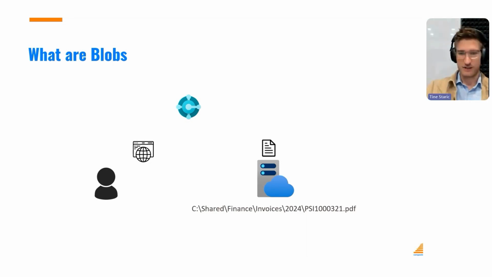Then there's the third option. The third option is that you take your on-prem servers. This part is going to be a bit more difficult to explain, but stay with me. What we cannot do is write files directly to the disk. We cannot write code that would say store the file to C shared finance invoices. However, we can send files through the internet to endpoints, to APIs.